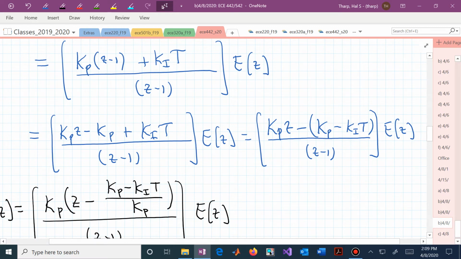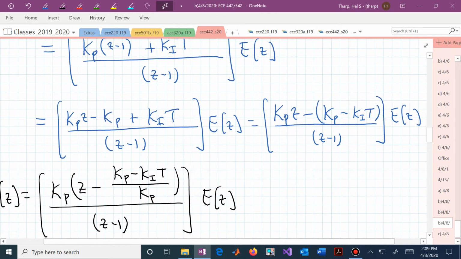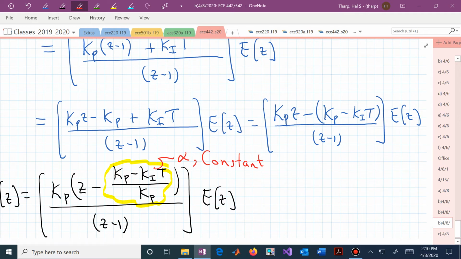We can now factor a k sub p out of both terms in the numerator expression so that we now have a gain scaling some factor. And that factor is representing our zero, and in this particular case, suppose we now said that constant is an alpha, which it is. It's just some combination of the proportional gain k sub p, the integral gain k sub I, and the sample period T. Those are all numbers once we've adjusted those knobs k sub p and k sub I.